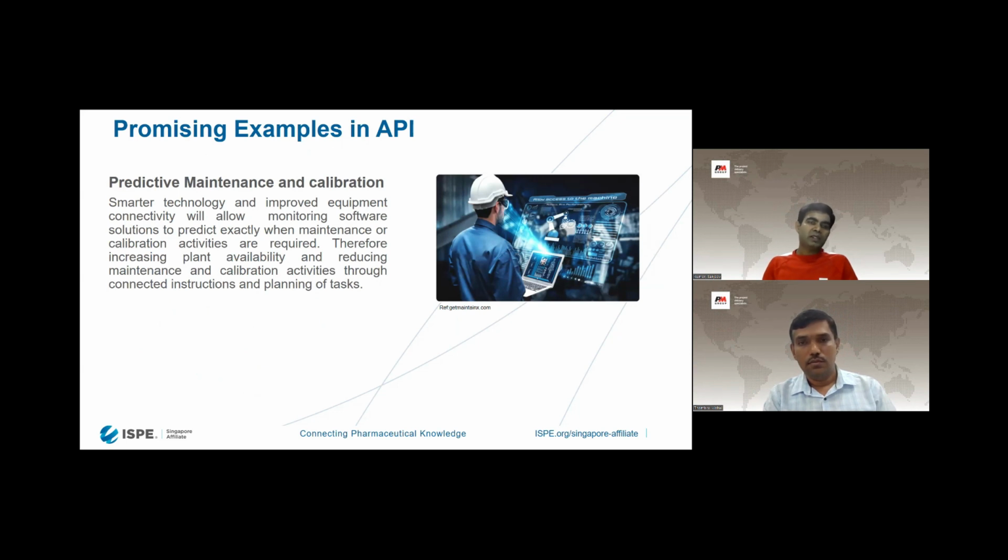And this predictive maintenance, if it is driven by the Internet of Things, will improve equipment connectivity in a smarter way. It will predict when maintenance or calibrations are required in your particular equipment, and this is going to improve the availability of your equipment for your process. So indirectly, using predictive maintenance and calibration tools, we can increase the productivity of our plant. This is one example of predictive maintenance and calibration.